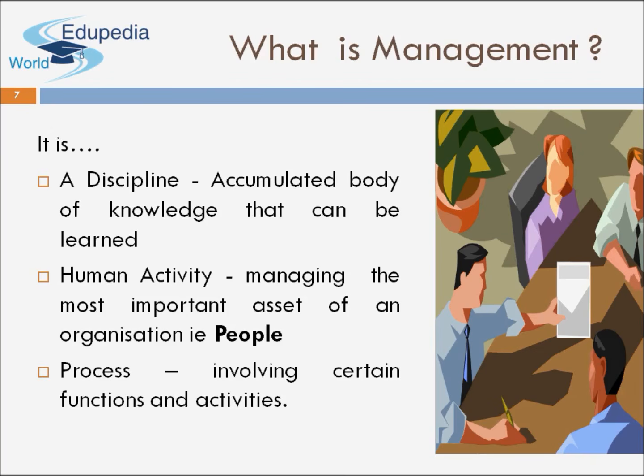It is a human activity because it involves people. Management is managing the most important asset of an organization, that is people. So it is a human activity and it is a process because it involves certain functions and activities. Of course, management involves a lot of functions that we'll be studying in the coming modules. So we can say management is a combination of discipline, human activity, and a process.